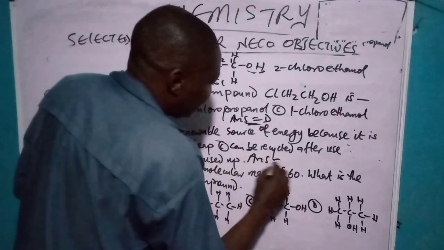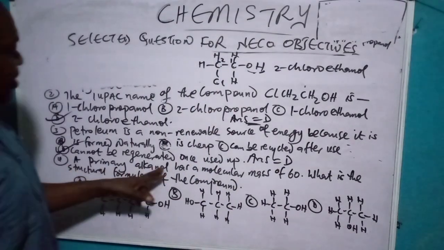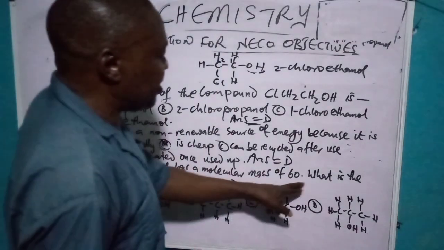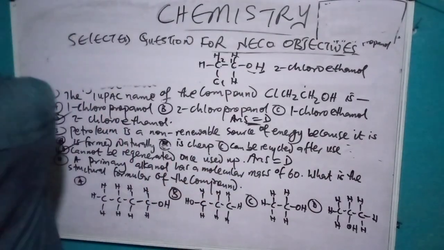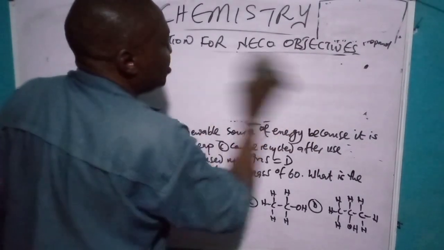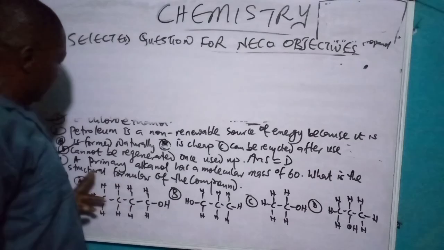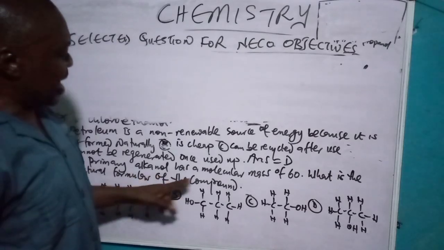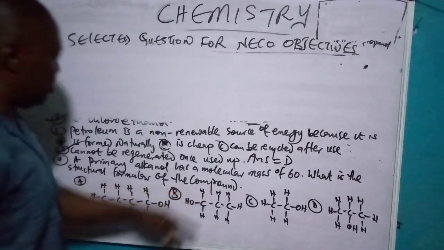Answer equals D. Then the last but not the least: a primary alkanol has a molecular mass of 60. What is the structural formula of the compound? So let's clean the first two so that we can have enough space to check how that one looks like. You see it. A primary alkanol has a molecular mass of 60. What is the structural formula of the compound?